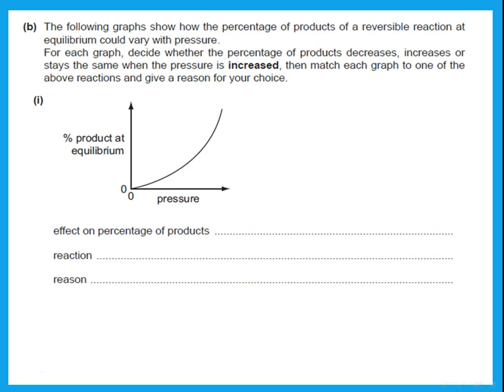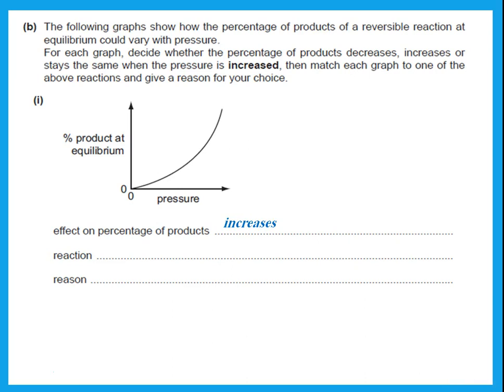Okay, now he's saying the following graphs show how the percentage of products of a reversible reaction at equilibrium could vary with pressure. For each graph, decide whether the percentage of products decreases, increases, or stays the same when the pressure is increased. Then match each graph to one of the above reactions and give a reason for your choice. So this graph that is drawn in front of us, what is it telling me? It's telling me that as I increase pressure, going from 0 to the right, what happens to the percent product? Well, this graph tells me that the percent product increases.